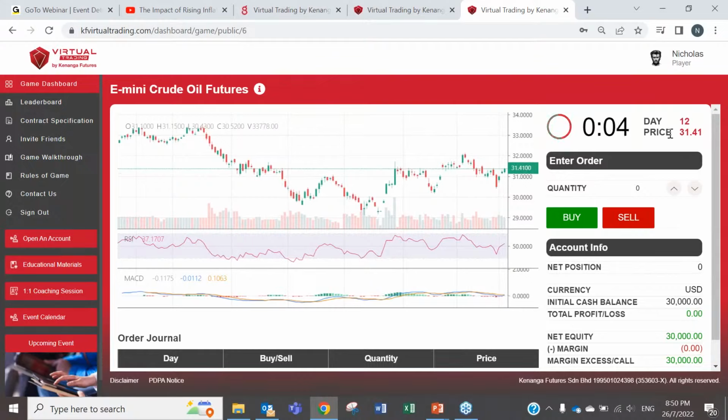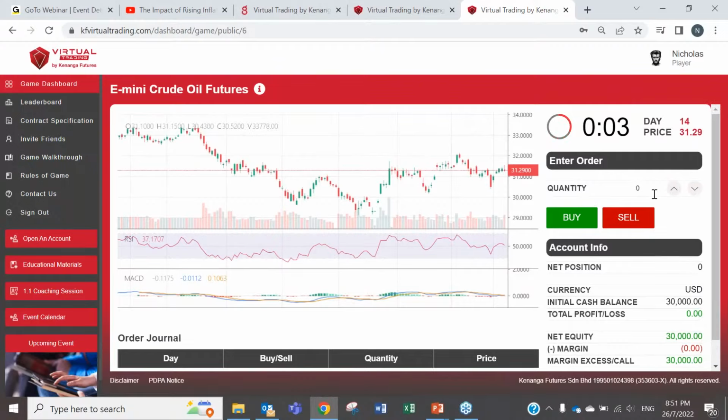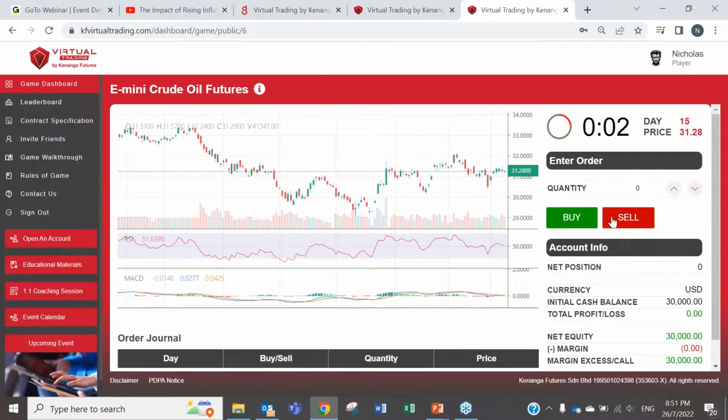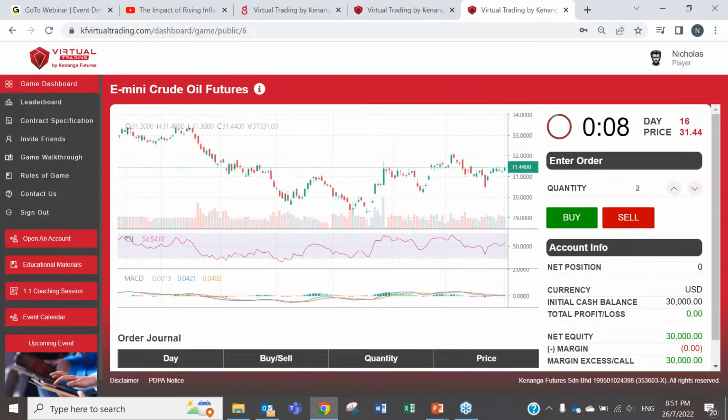So there is a quantity that you can key in. How many contracts would you like to enter? There is a buy and sell button, and there is an account info here. So on every day, what you need to do is decide whether you would like to buy, sell, or do nothing. So if you think the market is going up, let's say I buy 3, or let's say 2. I buy 2.